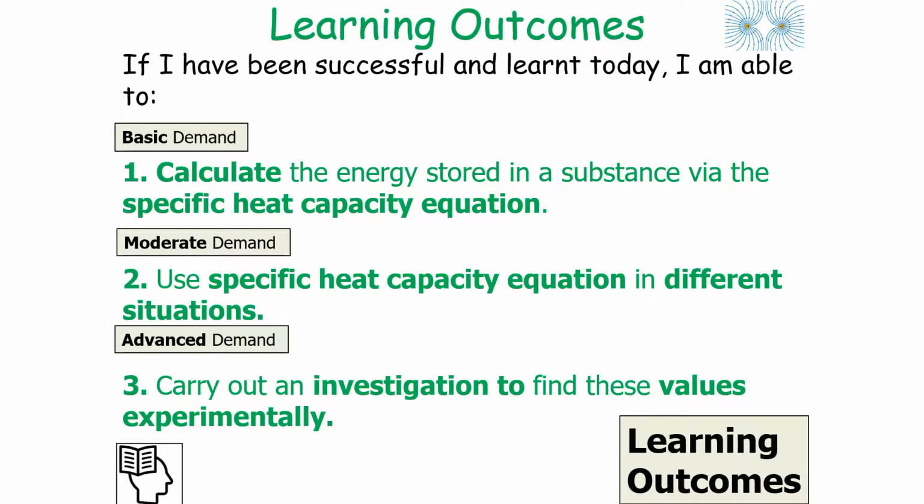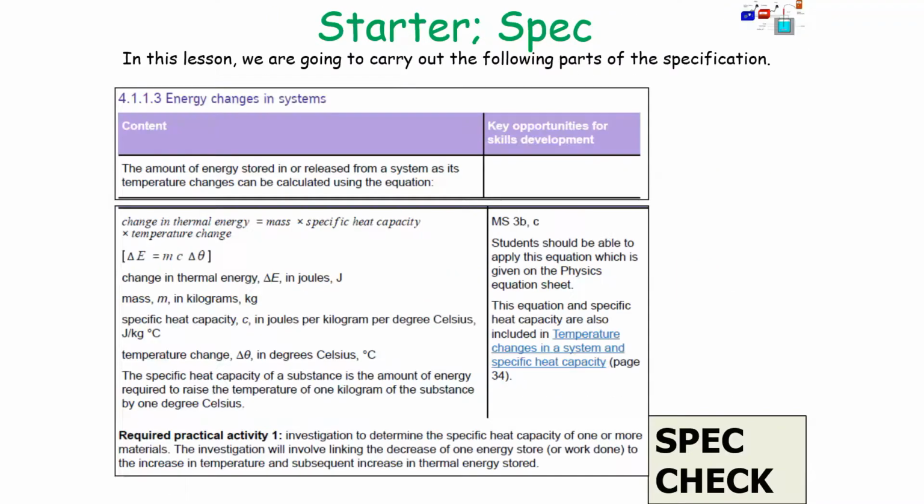If we are successful in today's lesson, we should be able to calculate the energy stored in a substance via the specific heat capacity equation, use the specific heat capacity equation in different situations, and carry out an investigation to find these values experimentally, which falls into the following part of the AQA physics, combined science and separate science specification by looking at energy changes in systems.